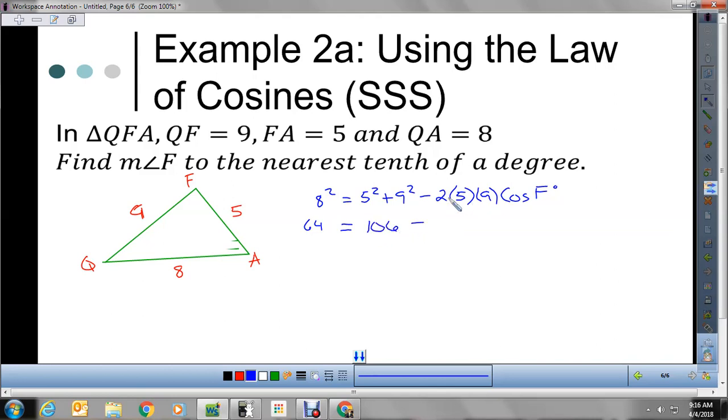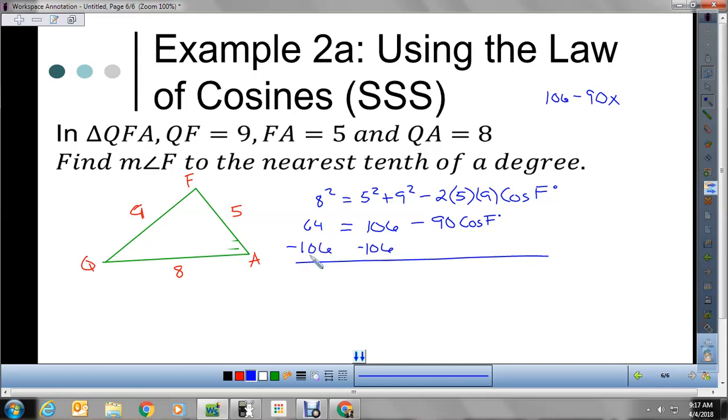Now multiply these together, so 2 times 5 is 10, 10 times 9 is 90, cosine F. We cannot subtract 106 minus 90 cosine F because the cosine F is attached to the 90. Similar to the problem if I wrote out 106 minus 90x, we can't combine those two because this doesn't have an x. Well, this doesn't have a cosine F, so we can't subtract them. So we're going to have to bring this number over here by subtracting 106 to the other side.